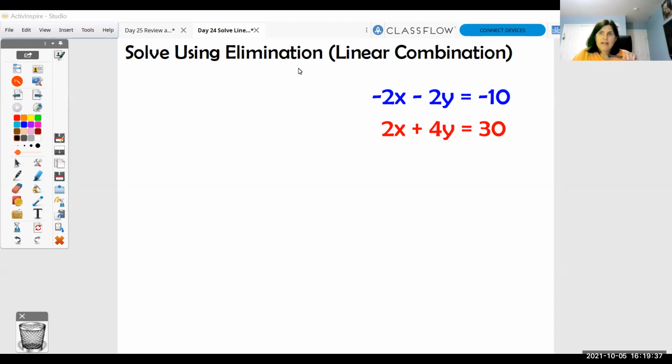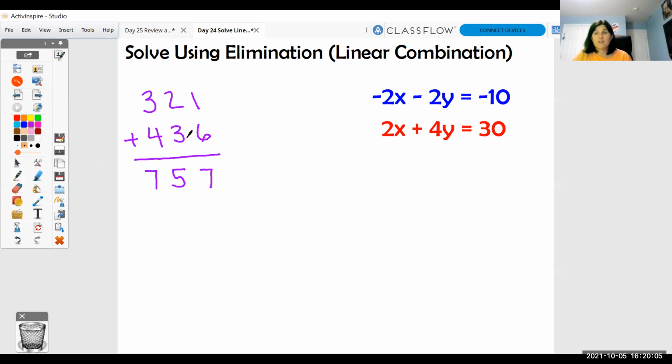But before we do that, I'd like to take us down memory lane a little bit, to elementary school. You guys remember when you would solve problems like this, like 321 plus 436. You guys remember what you did? That's right. We just added each column. 6 plus 1 is 7. 2 plus 3 is 5. 4 plus 3 is 7, right? Add each column. Well, this strategy, elimination, also known as linear combination, uses the same idea.